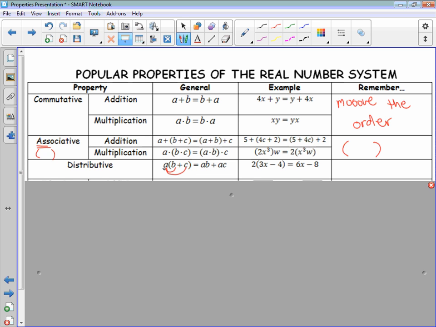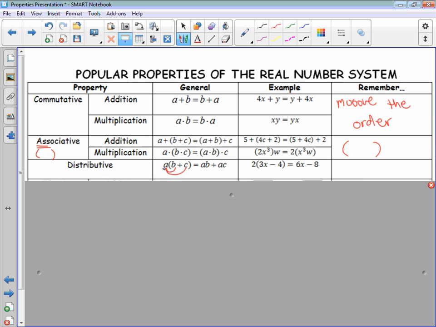So, we have commutative, associative, distributive. Right? So that's how we distribute. You kind of pass it out. That's the distributive property. All right, we're going to keep on going.